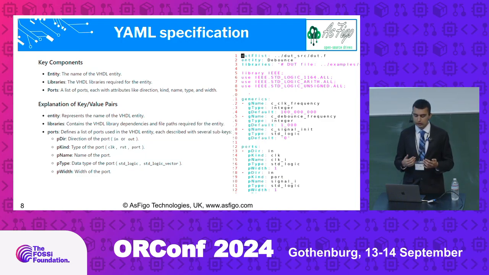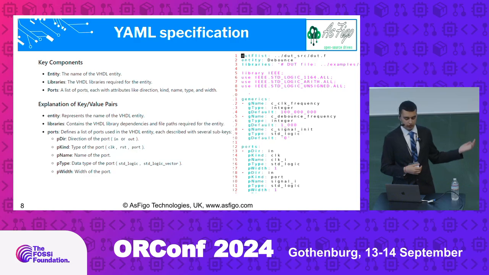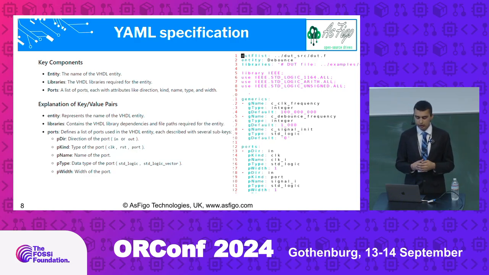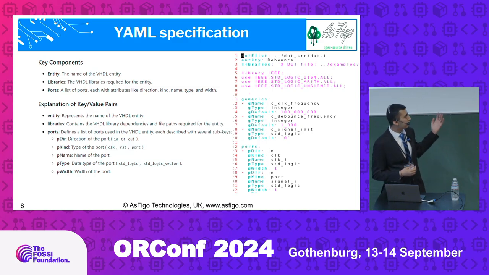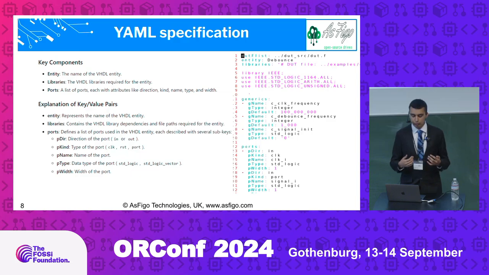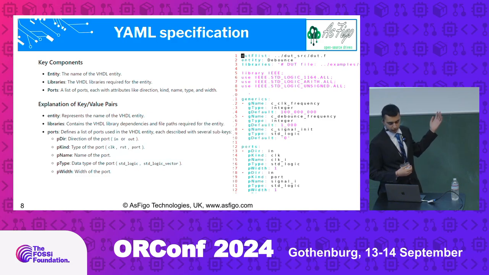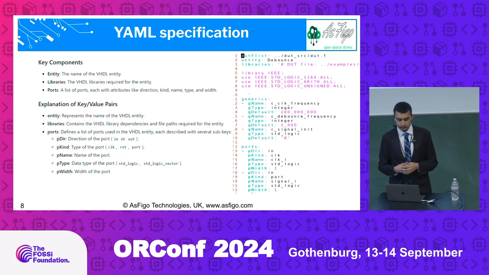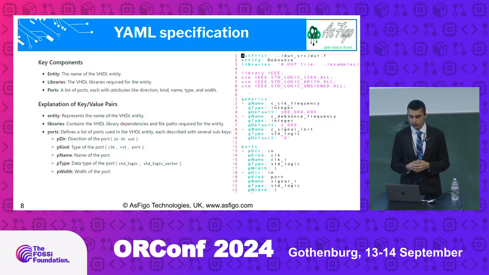Okay, so the key components of the YAML file are the entity, the libraries, and the ports. So the entity contains the name of the VHDL entity, so in this case that's debounce. The VHDL libraries that are required for the entity are in the library section, and in this case you can see the IEEE libraries, and also the ports. It's like a list of the ports, and each of them has attributes like the direction, the kind, the name, the type, and the width. And you can see here the direction of the port is in, the kind is clock, and so on. So libraries contain the VHDL library dependencies and the file paths that are required for the entity.